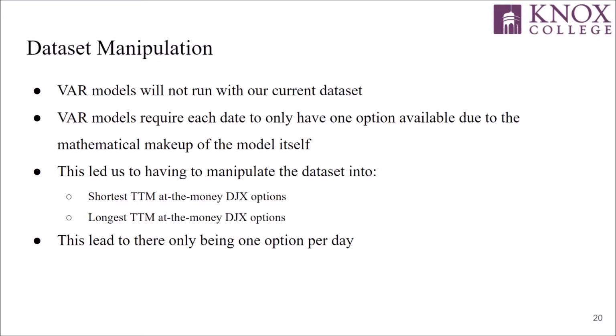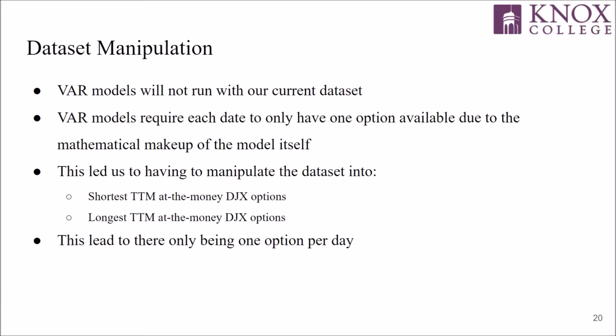The reason for that was, as we talked about before, each day had several options with different strike prices and with different times to maturity. But when we run, for example, the VAR model, due to the mathematical makeup of the model itself, you can't have one date with several different options on it. You have to have one date with one option. This led to us building 2 different data sets from the full data set that we had originally. The first was DJX options that were at the money, which is shortest time to maturity. And the second was DJX options that were at the money with the longest time to maturity.